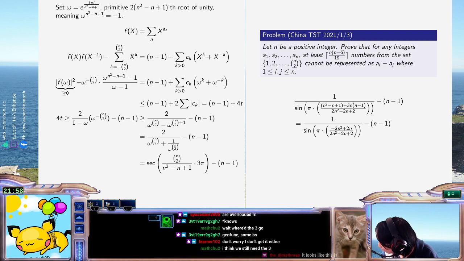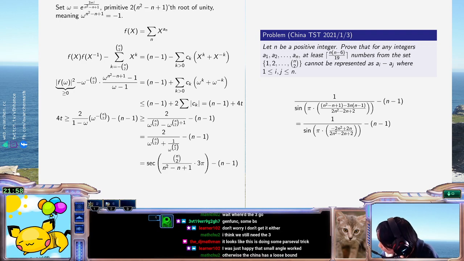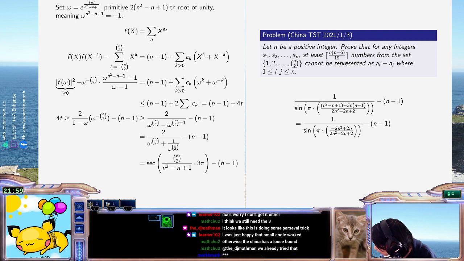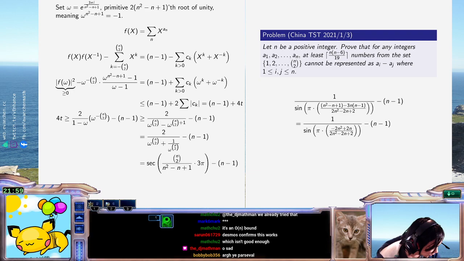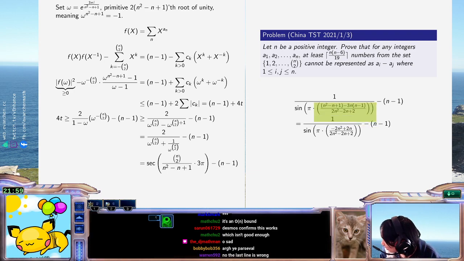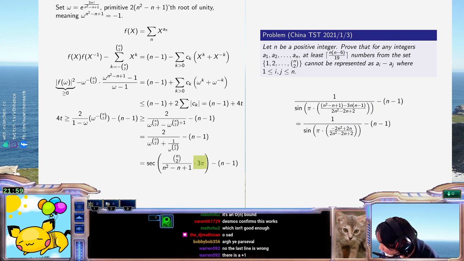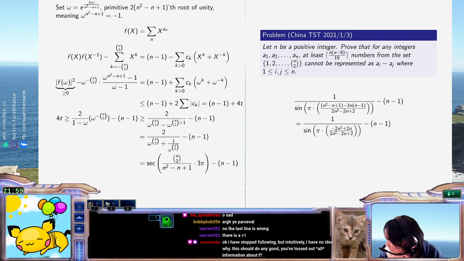Where did the 3 go? Wait, we lost the 3. That's the 3 that's supposed to give us the, like, 6 pi is about 19. Right? Yeah, we lost the 3. What the heck? Wait, okay. This last line is wrong, right? I definitely made a mistake here, because that 3 is really important. We can't lose the 3. So... There is a plus 1. There is? Where's the plus 1 from? Oh, that plus 1. Yeah, okay, I agree. There is a plus 1.